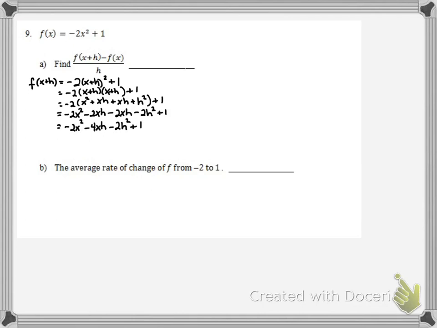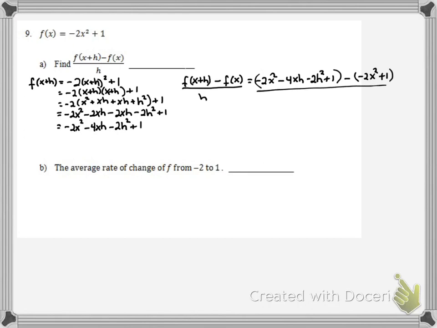So now let's come over and let's evaluate the difference quotient. So we want to take what we just found, we want to subtract the original function, and then we want to divide by h. So we have negative 2x squared minus 4xh minus 2h squared plus 1. We are going to subtract the original function, which is negative 2x squared plus 1. Notice I put parentheses so I don't forget to distribute the negative, and then we divide by h.